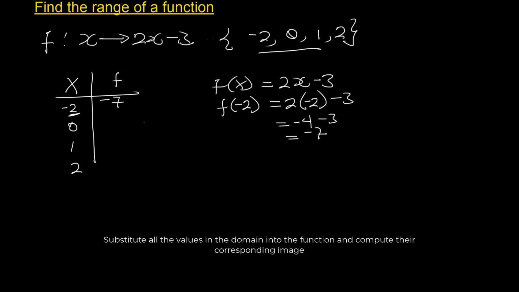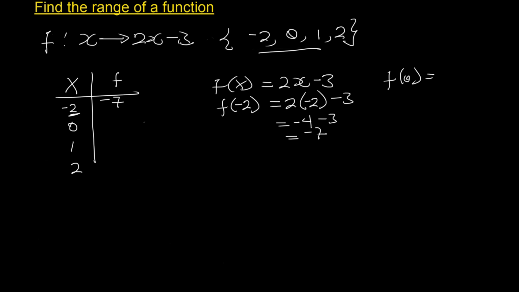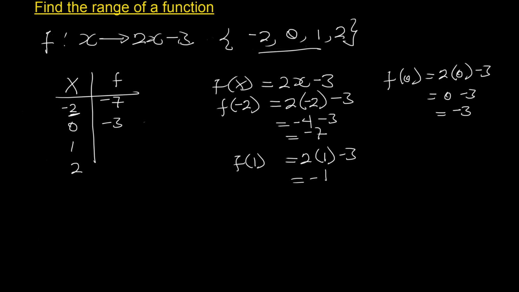We take the next value. f of 0 is equal to 2 times 0 minus 3, and that gives us 0 minus 3. That's equal to -3. So we have -3. x is equal to 1. We have 2 times 1 minus 3. That gives us -1. So we have -1 here. And when x is equal to 2, we have f of 2 equals 2 times 2 minus 3. And that gives us 4 minus 3, which is equal to 1. So we have 1 here.